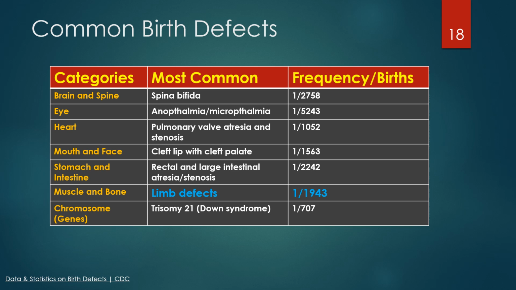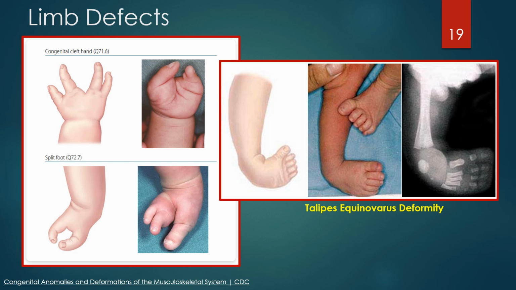The most common muscle and bone birth defect are limb defects, seen in 1 of every 1,943 births. These pictures show a few of the many presentations of limb birth defects, including the cleft hand, split foot, and talipes equinovarus deformity of the foot.